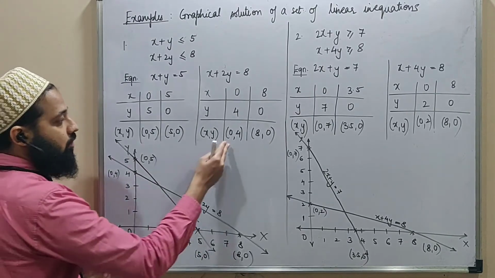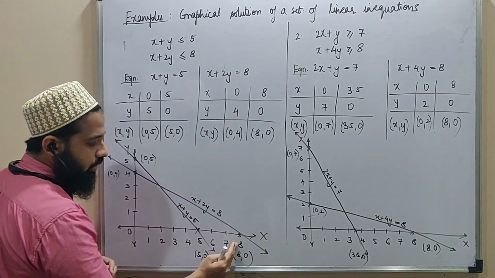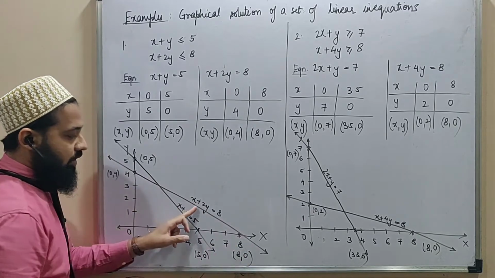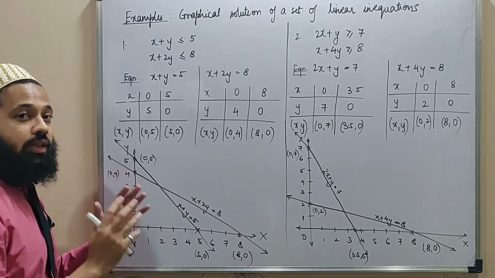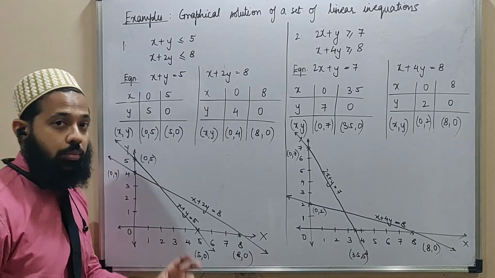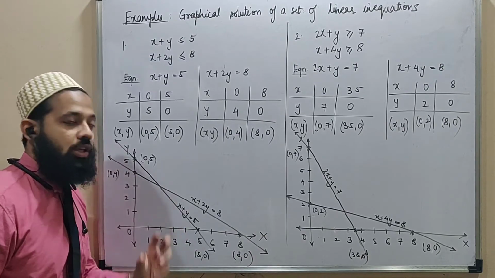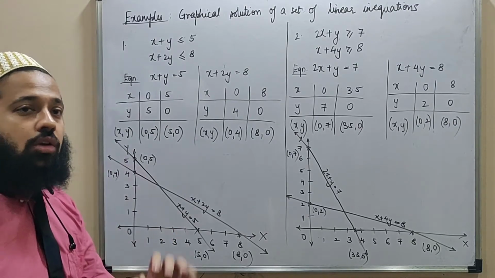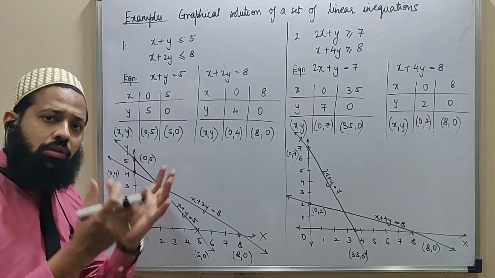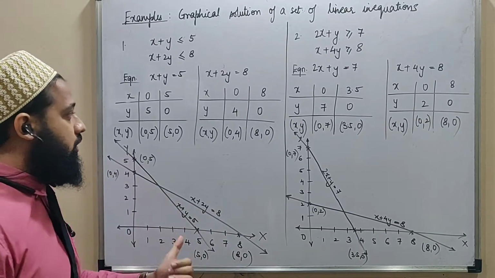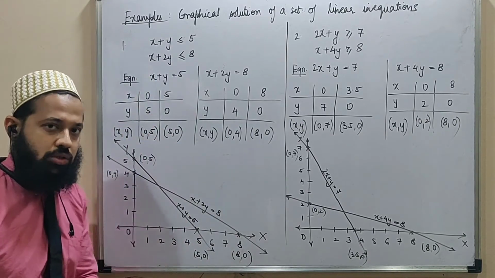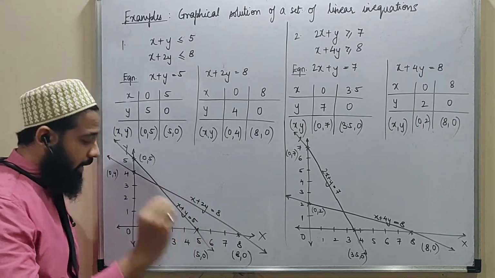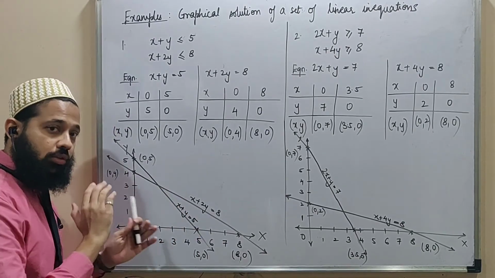The second one we have 0, 4 and 8, 0. 8, 0 is here, 0, 4 is here, and I have also joined them to get the line x plus 2y equal to 8. The idea is now to get a common solution of the two inequalities. How do you do it? Let's first individually get the answer of both of them, and whatever is common will be the answer to this particular set of inequations. So the judgment will remain the same based on the 0, 0 only, true or false.